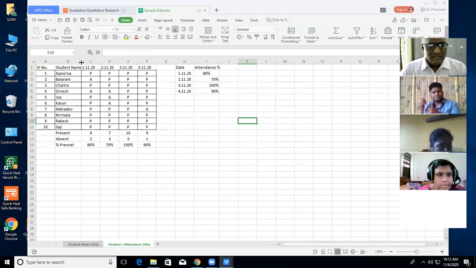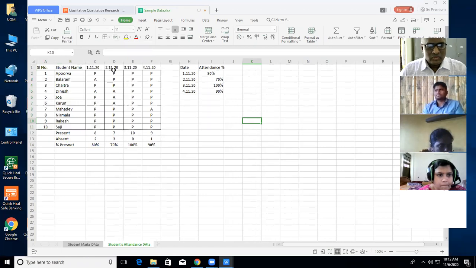And we have dates here 1/11, 2/11, 3/11, 4/11. What data we have collected here is attendance. We have taken every day attendance, P for present and A for absent. We have collected the attendance on 1st November. Students present were 8, 2nd November 7, 3rd November 10, 4th November 9. Absents are 2, 3, 0, 1. We have calculated the percentage here, 80%, 70%, 100%, 90%.